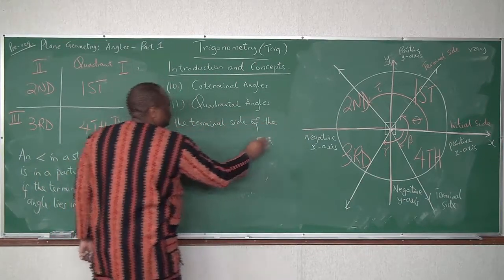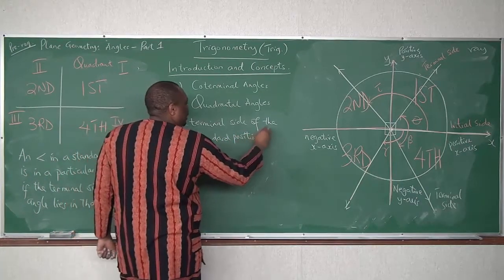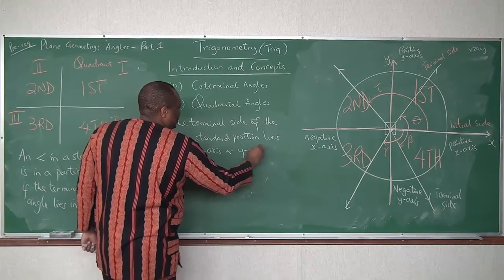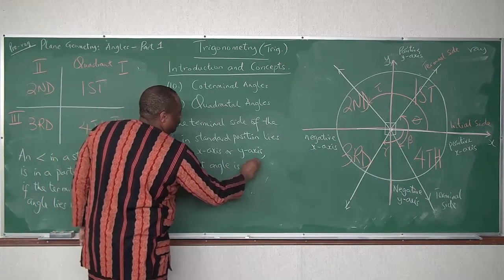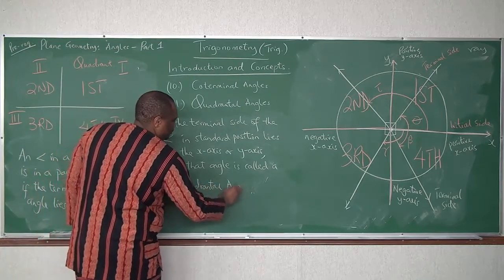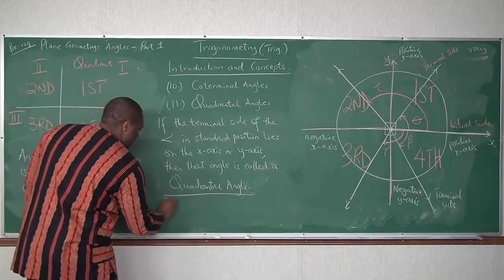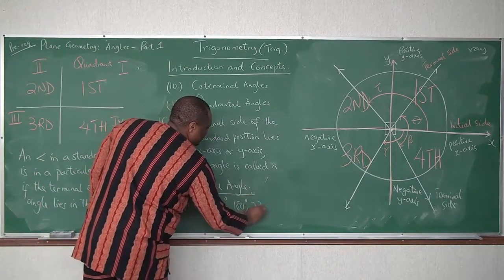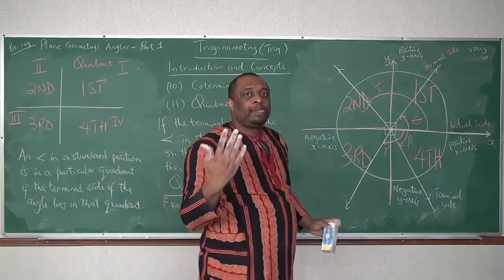if the terminal side of the angle in standard position, I'm always using standard position, lies on the x-axis or y-axis, then that angle is called a quadrantal angle. For instance, examples are 90 degrees, 180 degrees, 270 degrees, 360 degrees. And the rest of them, because we still have more that are quadrantal angles, but they are negative.